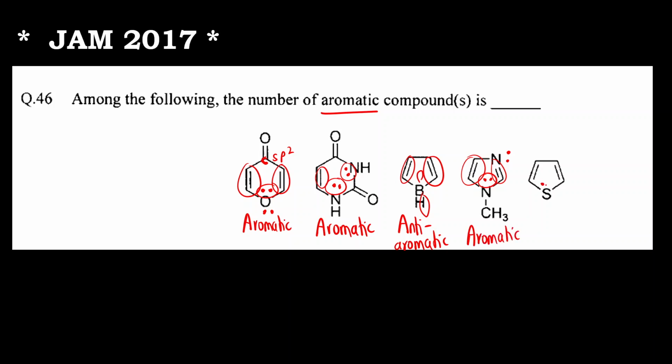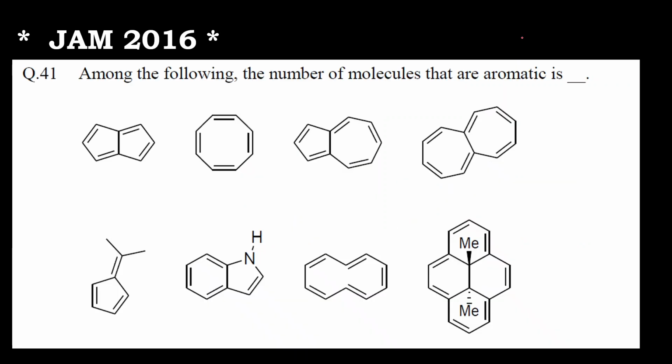And last one, here one lone pair of sulfur is involved in resonance like this. So 2 plus 2, 4, 4 plus 2, 6. This is also aromatic. What is the name of this? This is thiophene. So 1, 2, 3, and 4. 4 molecules are aromatic. So here answer will be 4.